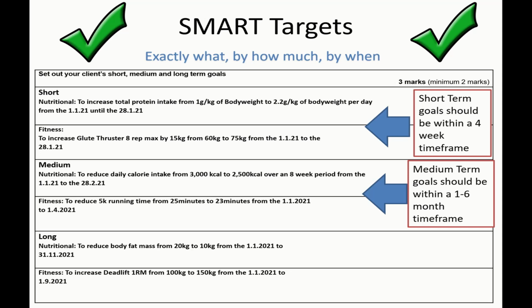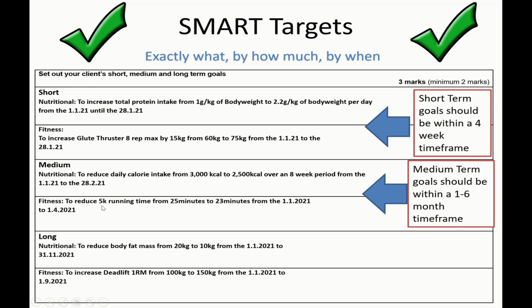We've said as well by when, by identifying that it's going to be over an 8-week period, and once again we've specified the dates and said from the 1st of the 1st, 2021 up until the 28th of the 2nd, 2021. So again, we were in that medium term time frame, and therefore we have met all of the LAP criteria. The second fitness example that we've given is to reduce 5 kilometer running time from 25 minutes to 23 minutes from the 1st of the 1st, 2021 up until the 1st of the 4th, 2021.